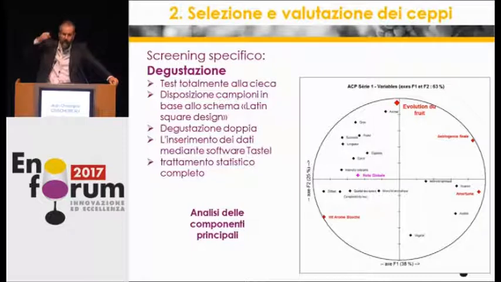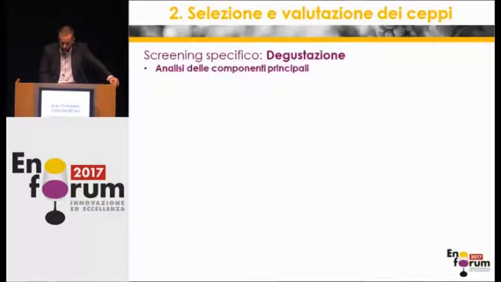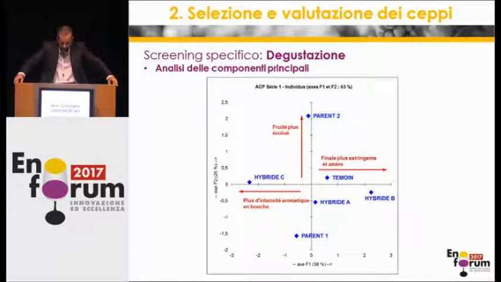Now, when you look at the bottom quadrants, you have ripe fruit. On the bottom, fresh fruit. On the top, you have ripe fruit. And here's the result in terms of the tastings.